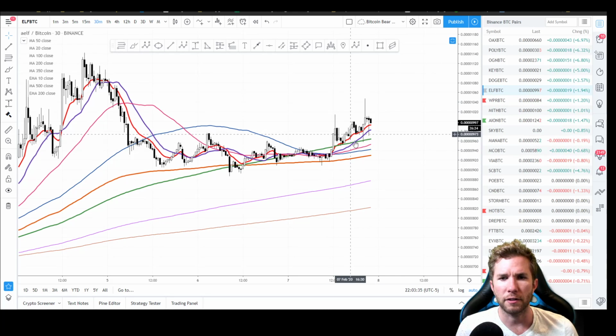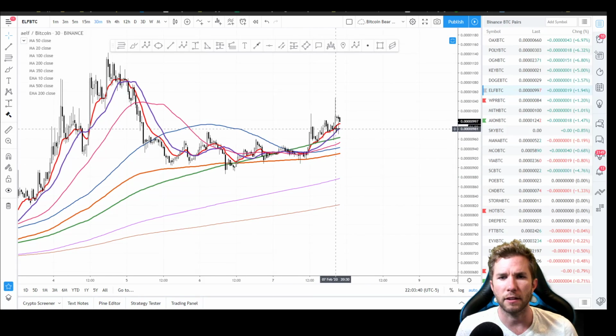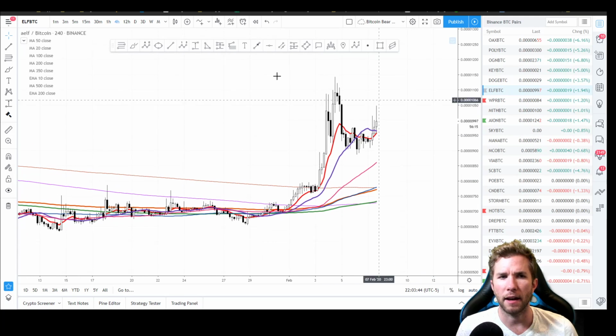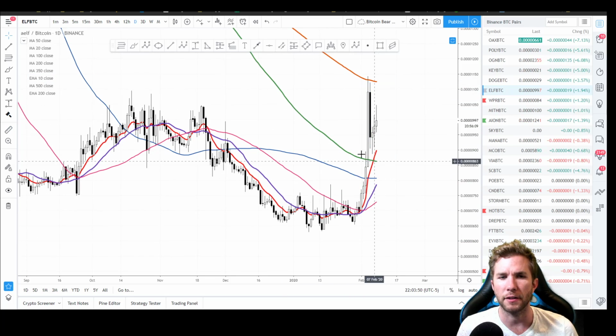WPR or ELF, this looks like it's just getting started on the 30-minute. We're holding the 200 MA, testing the 20 MA, so that's definitely one to watch. And on the daily, it's really hard to get that information. You can't really see anything. So in these really strong breakout moves, you have to time them.